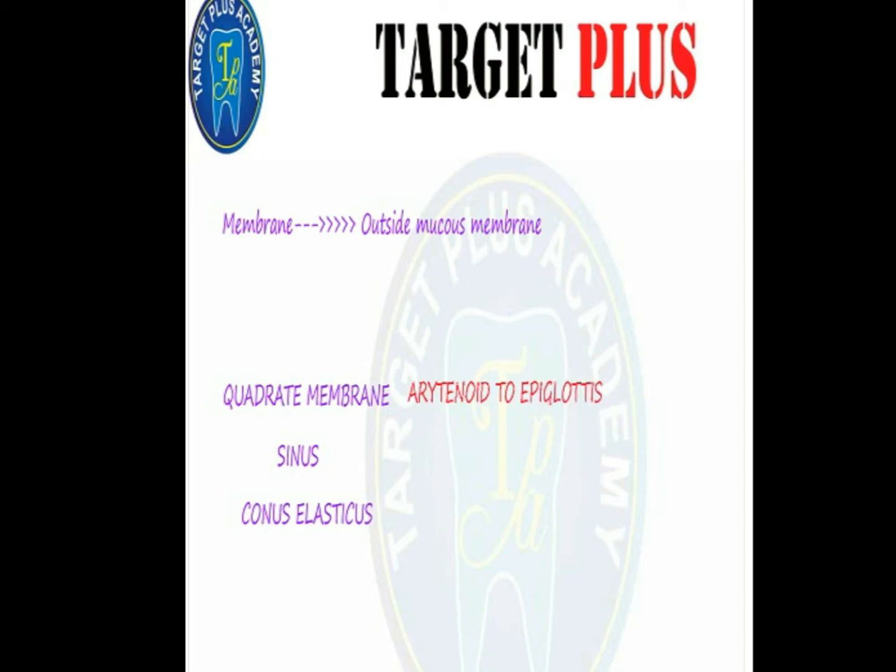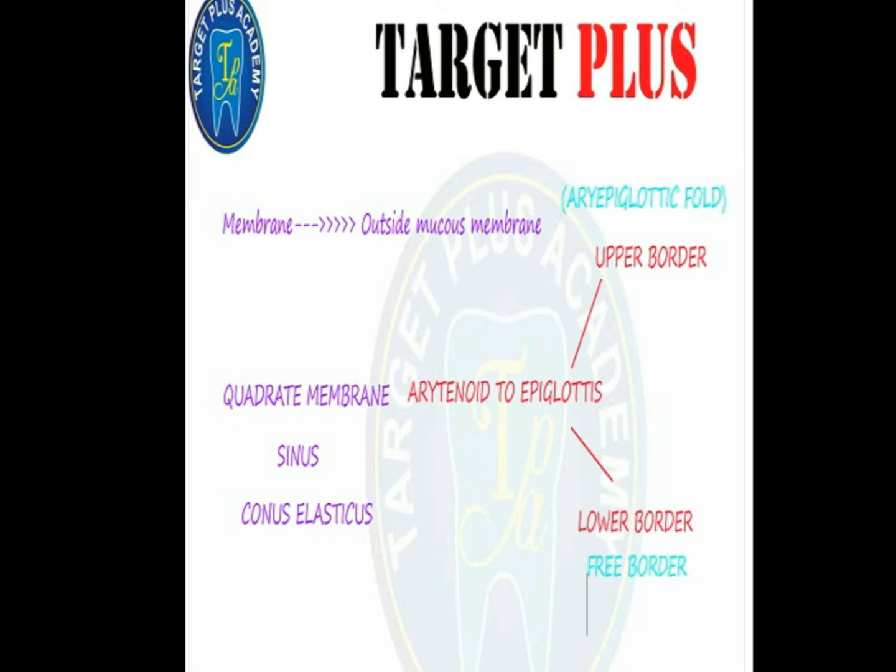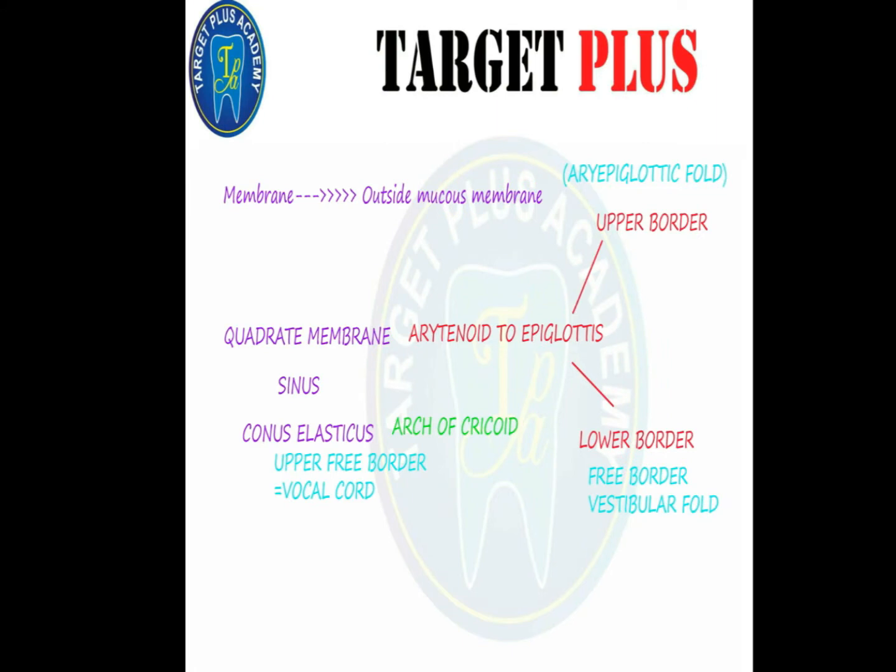It has a lower free border, that is the vestibular fold, and an upper border which forms the aryepiglottic fold. So this is the vestibular fold and this is the aryepiglottic fold. Now the part below the sinus we discussed was the conus elasticus. The conus elasticus extends upward and medially from the arch of the cricoid cartilage. The anterior part is thick and known as the cricothyroid ligament. The upper free border of the conus elasticus forms the vocal cord.